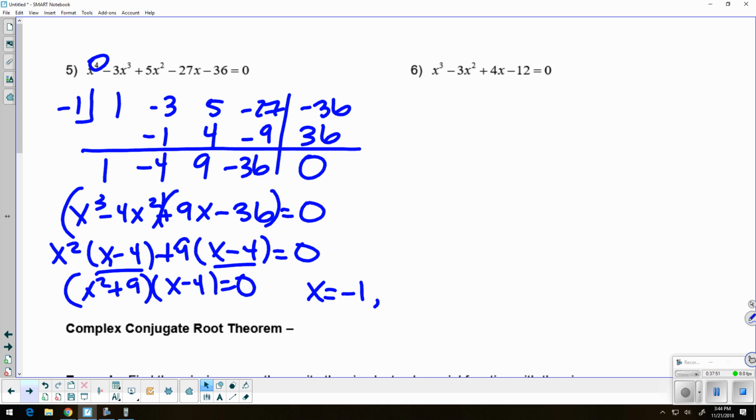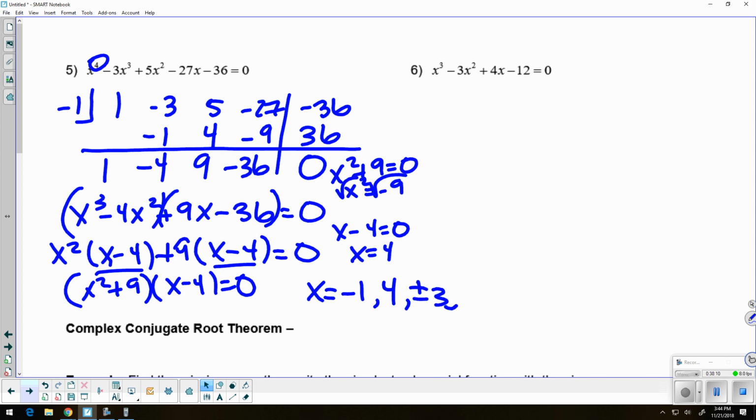And now solving each of these. Set these both equal to 0. I'm going to set x squared plus 9 equal to 0, along with x minus 4. That one's easy, just add the 4. So you also get positive 4. And then subtracting 9, taking the square root, you get plus and minus 3i. And there's all 4 solutions.